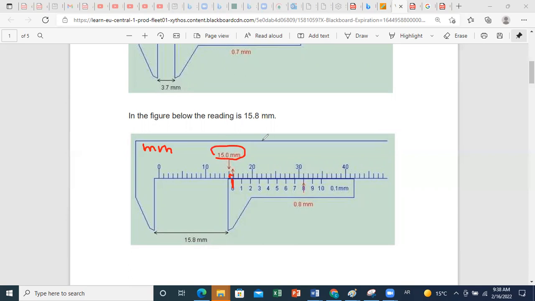Now I should read after the decimal what is the measurement. I look at the vernier scale and I try to identify where I have a perfect alignment of my graduations. It's not 1, not 2, not 3, not 4, not 5, not 6. 7 is very close, but the perfect match is at 8. You see that 7 is very close, 9 is very close, but 8 is the perfect match. So I can read here 15.8 millimeters. Any question on how we do the readings for the vernier scale?